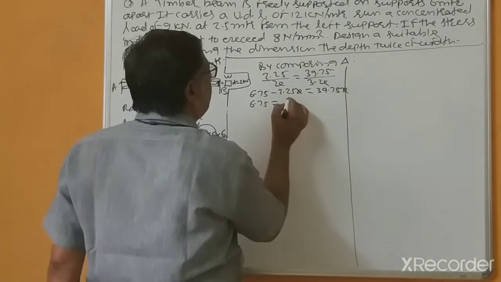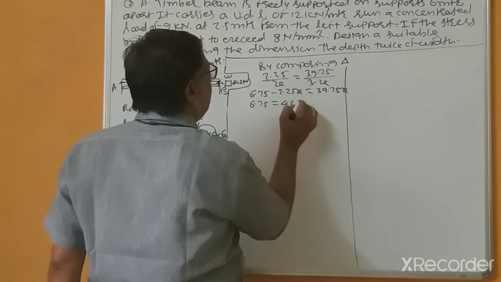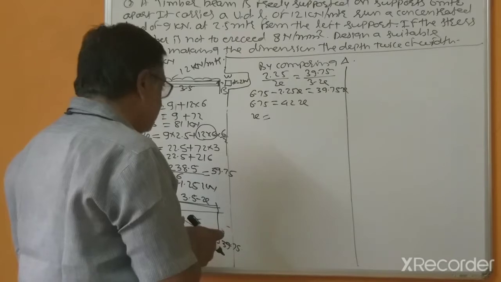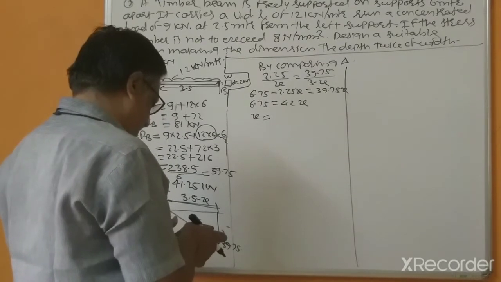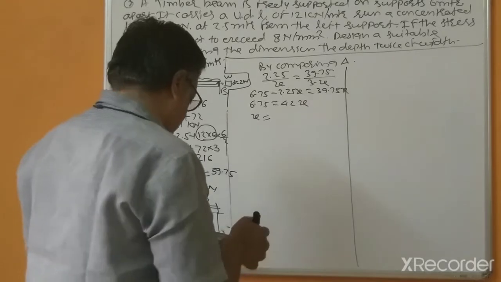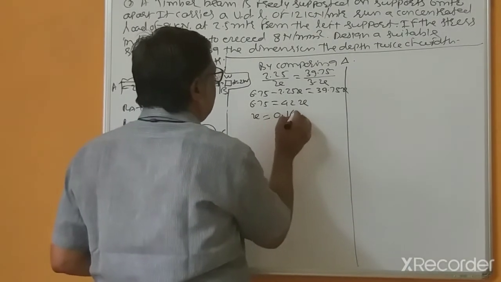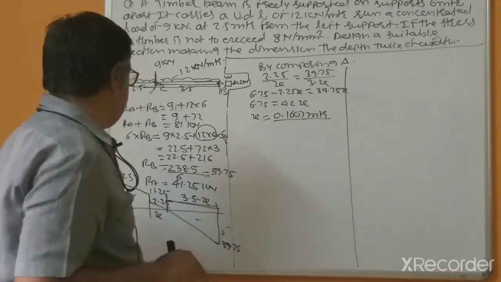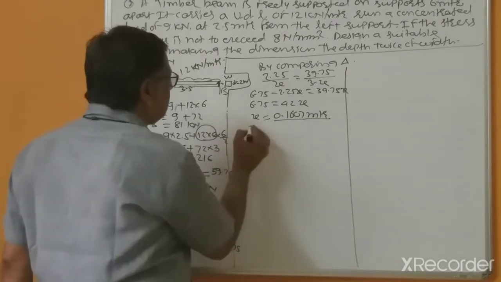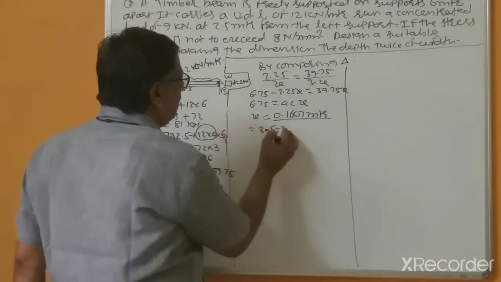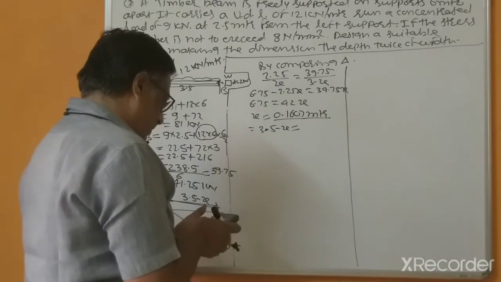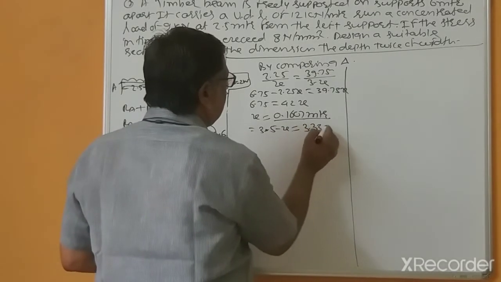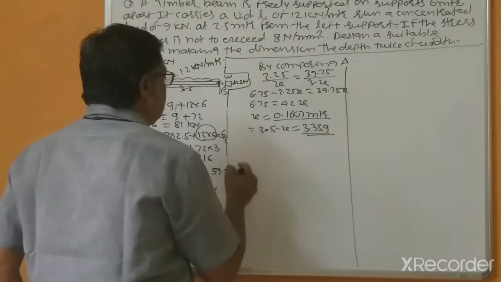This is 39.75. This is equal to 42x. X equal to 6.75 divided by 42, 0.1607 meter. And this distance, 3.5 minus x, equal to 3.339.